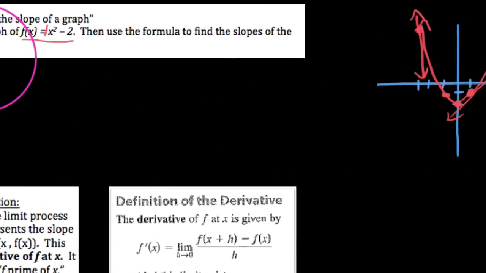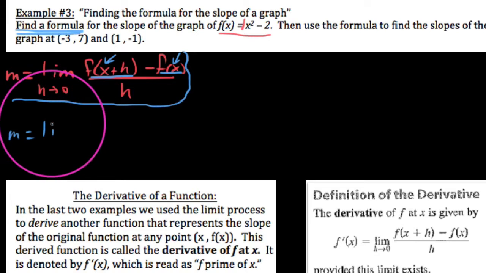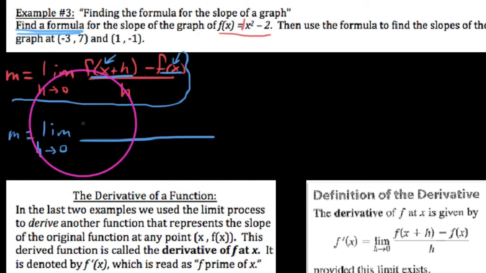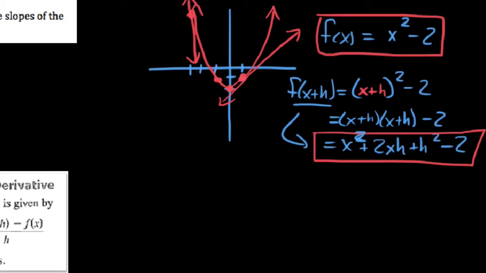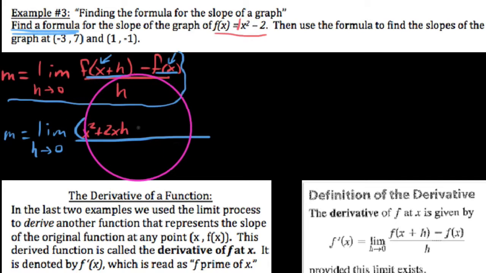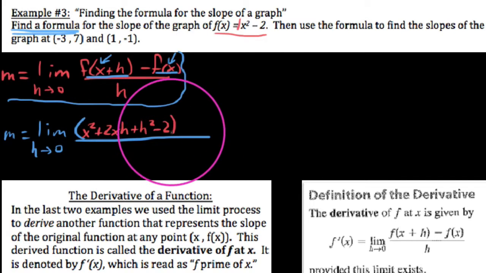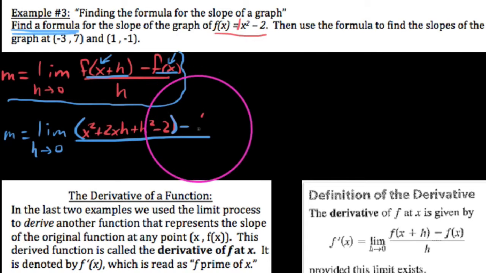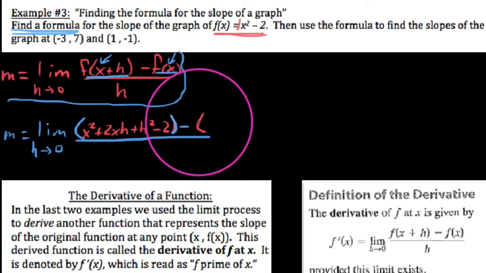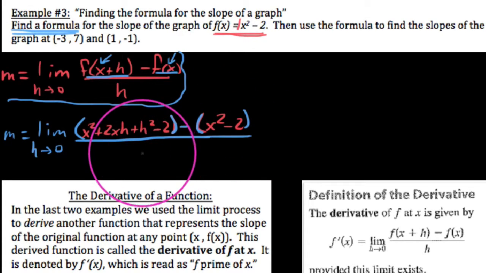So now we're going to go ahead and evaluate this limit. So kind of moving down here, we say the slope is equal to the limit as h goes to 0 of this f of x plus h, which is this quantity we just found here. It was x squared plus 2xh plus h squared minus 2. Okay, all of this minus now f of x, which we already know to be x squared minus 2. So we get x squared minus 2, and then this is all over h.